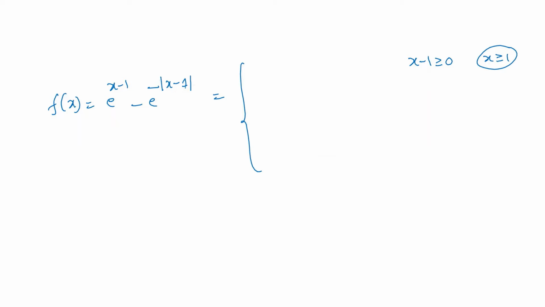So mod of x minus 1 is going to be simply x minus 1, but there is a negative sign. So this simply becomes e raised to x minus 1 minus e raised to 1 minus x when x is going to be greater than or equal to 1.